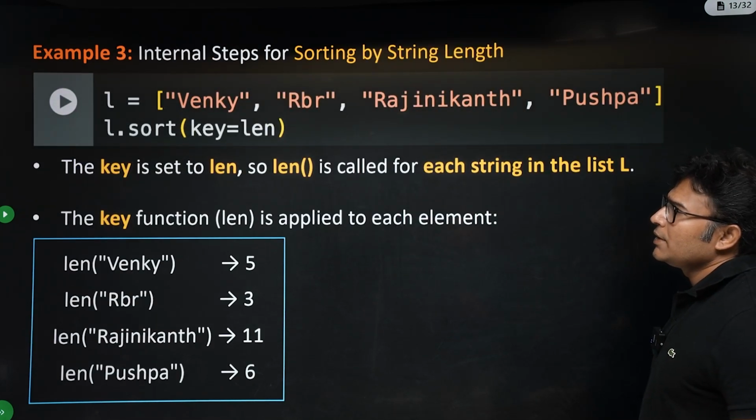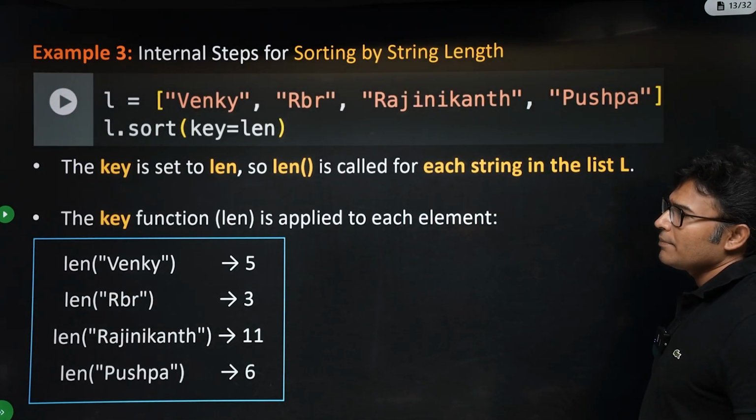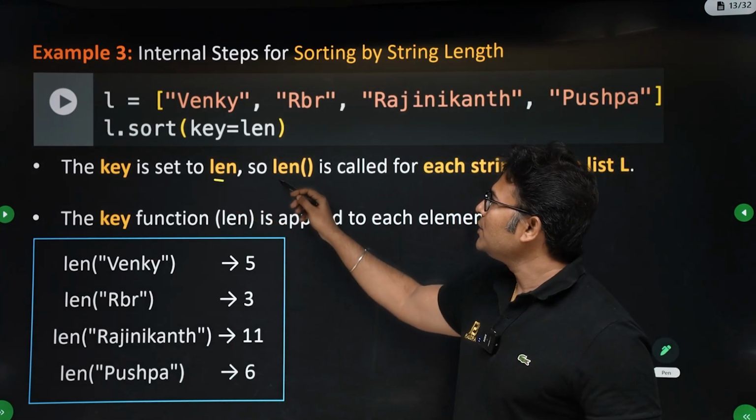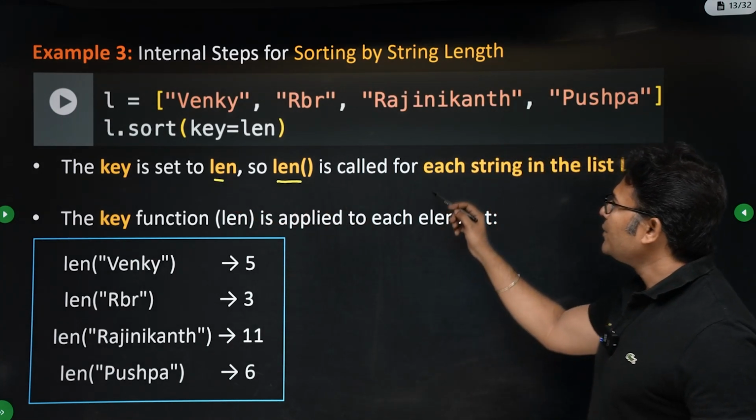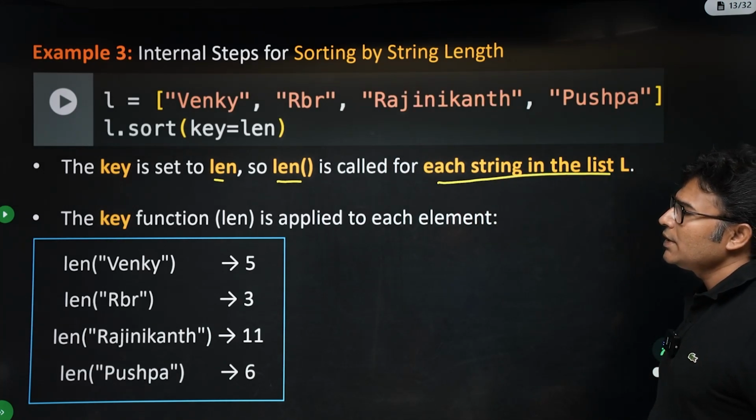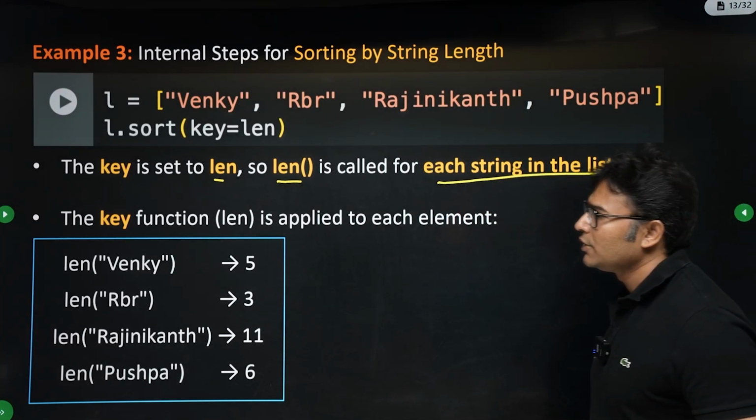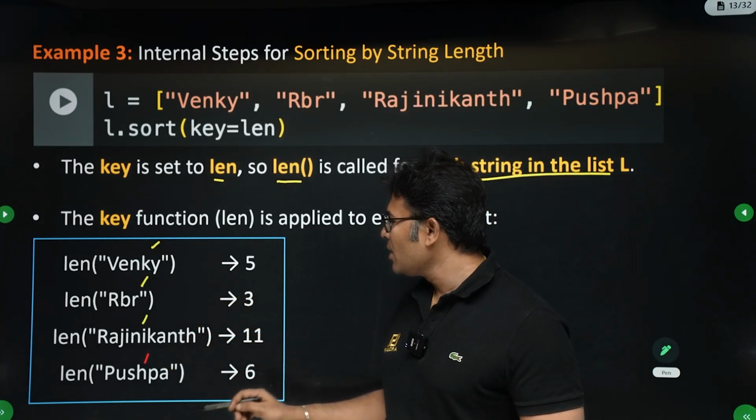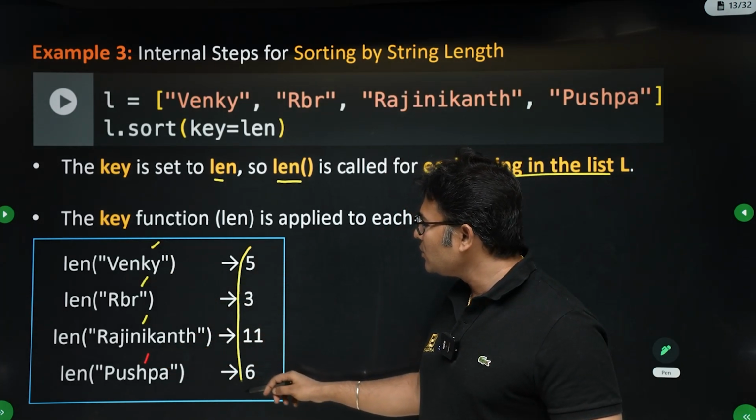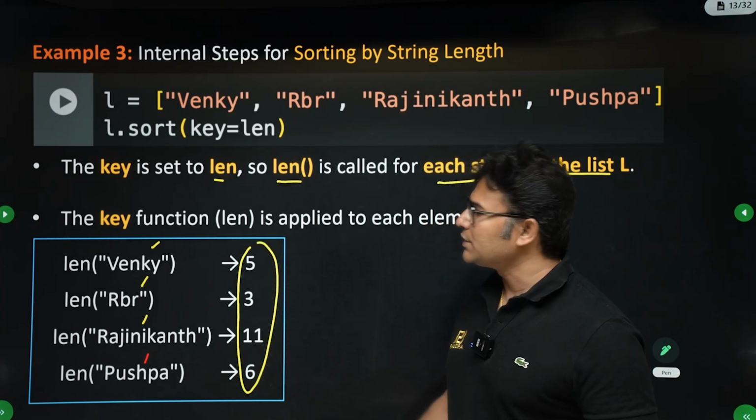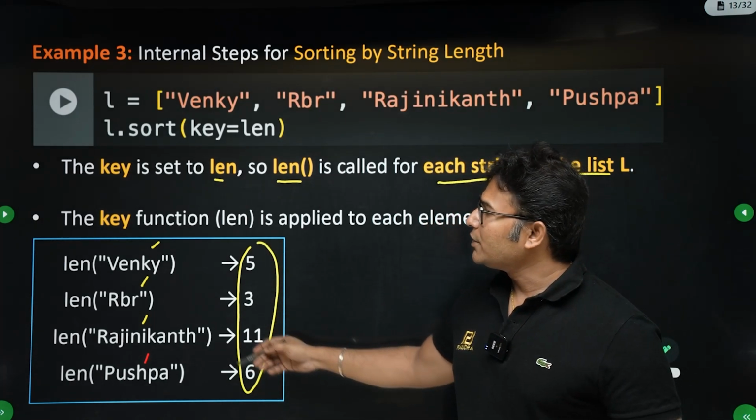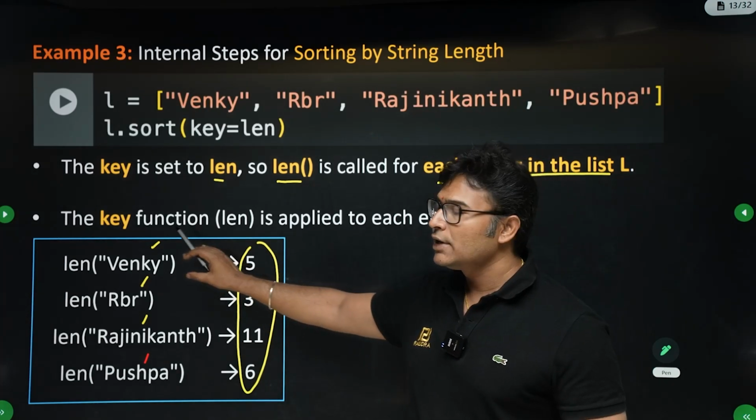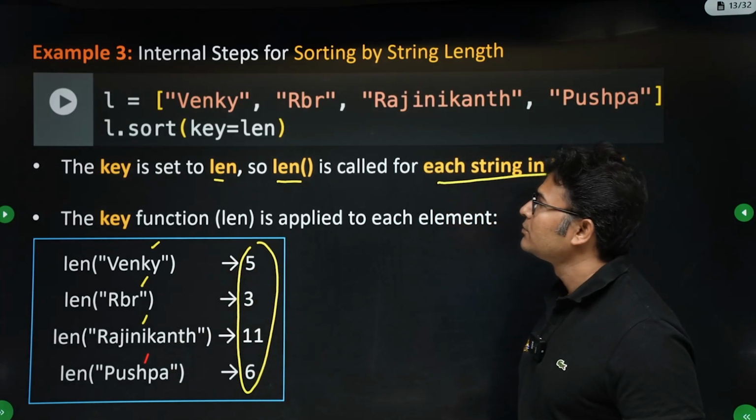Now what has happened internally? Internally what happened is key is set to length, and length is a function you already know, and it is called on each element in the list, which is a string. Therefore, length is called on Venki, RBR, Rajnikant, Pushpa. Now the transformed values are 5, 3, 11, 6. Now these are sorted, not these ones. Now these are sorted and appropriately the elements are rearranged, right?